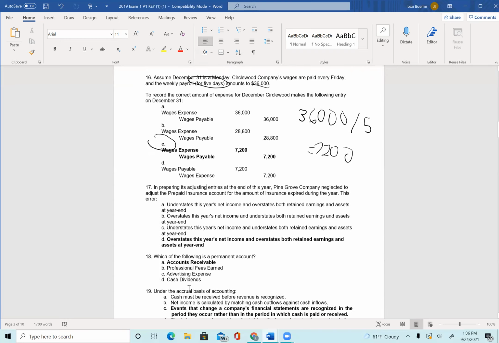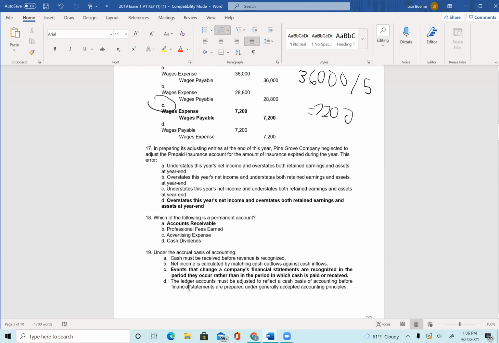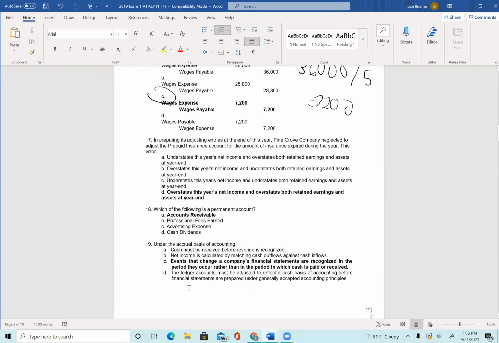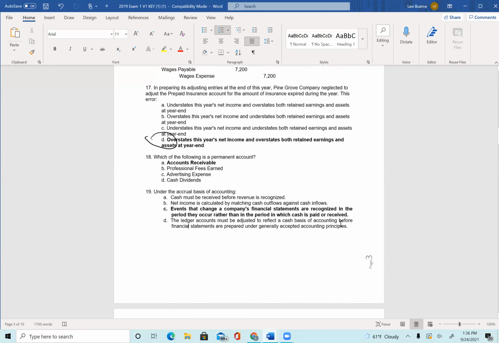In preparing the adjusting entries at the end of the year, Pine Grove Company neglected to adjust the prepaid insurance account for the amount of insurance expired. So what is going to be this error? So prepaid insurance is an asset account, so it's going to end up overstating the net income, and then it's going to also overstate retained earnings and assets. So that's why it's going to be D.